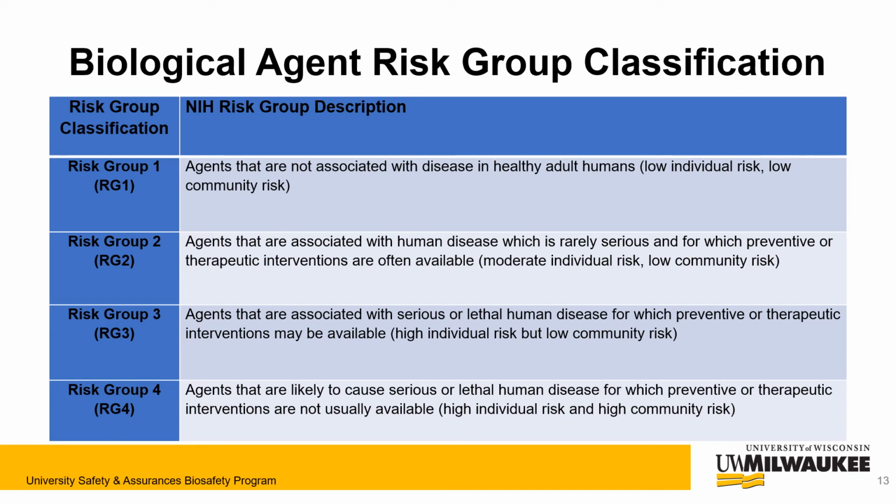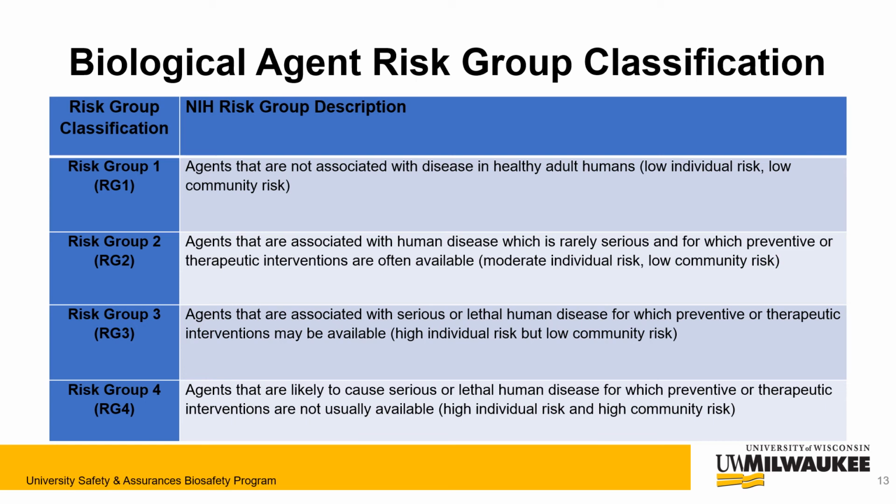Risk group 2 agents are associated with human diseases that typically have preventative or therapeutic interventions available, such as antibiotics or vaccines. Examples include Staphylococcus aureus, Salmonella species, Enterotoxigenic E. coli, and many others. Many agents handled here at UWM associated with human disease fall into a risk group 2 classification. There is a moderate risk to individuals coming in contact with these pathogens, but a low risk of it creating a community issue, so the likelihood of spread from person to person is fairly low.